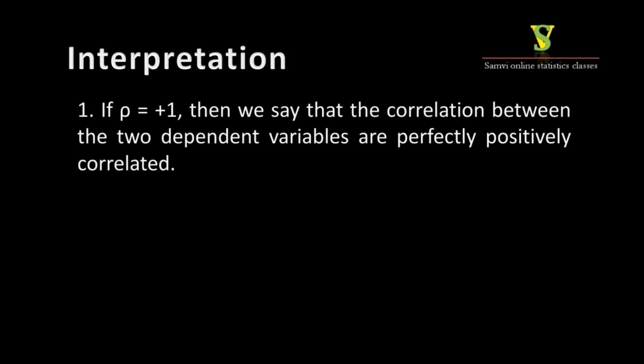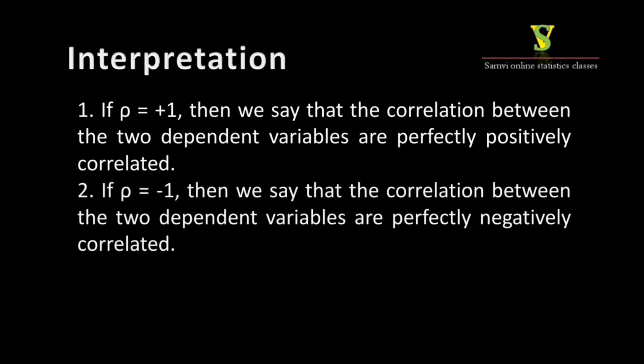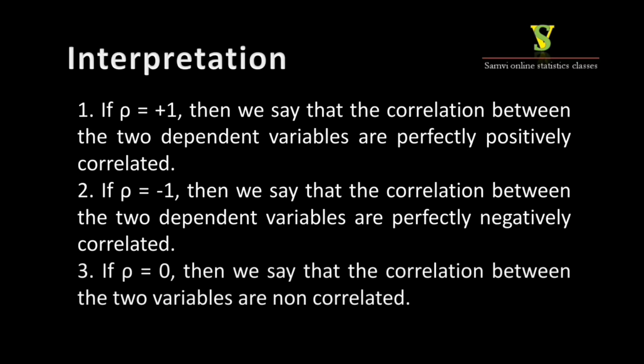Next is interpretation. First one, if rho equals plus 1, then we say that the correlation between the two dependent variables is perfectly positively correlated. Second point, if rho equals minus 1, then we say that the correlation between the two dependent variables is perfectly negatively correlated. Third point, if rho equals 0, then we say that the two variables are non-correlated.